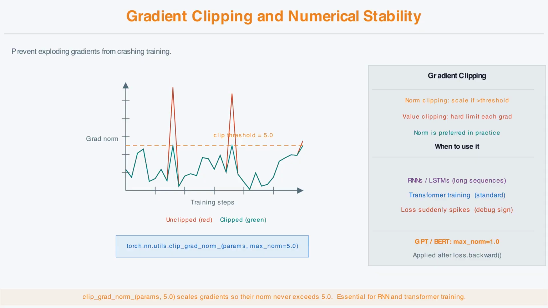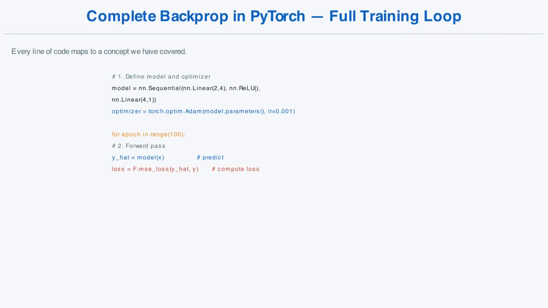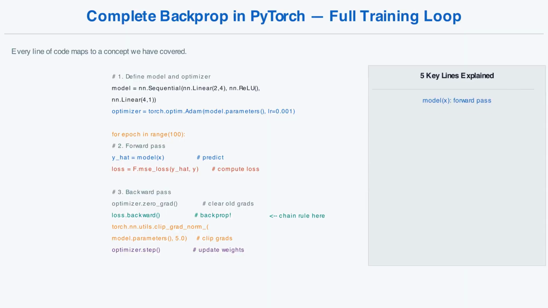In PyTorch, torch.nn.utils.clip_grad_norm_, passing the parameters and max norm. BERT, GPT, and most transformer papers use max norm of 1. Let us look at the complete PyTorch training loop. Every line maps to something we have covered.